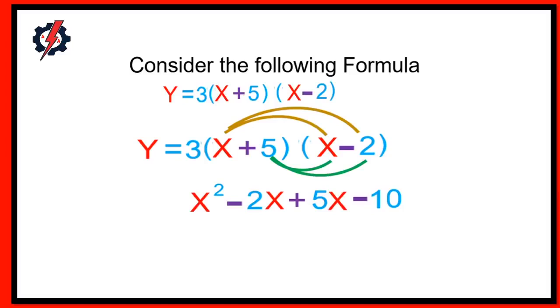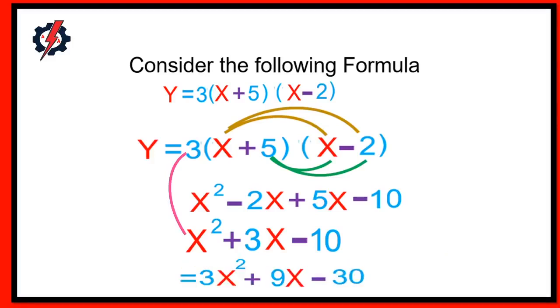Then simplify the equation: x squared minus 2x plus 5x minus 10. We bring down x squared. Negative 2x plus 5x equals 3x. Then we bring down 10. Then the new equation is x squared plus 3x minus 10. Then after that, we are going to multiply the whole equation by 3.